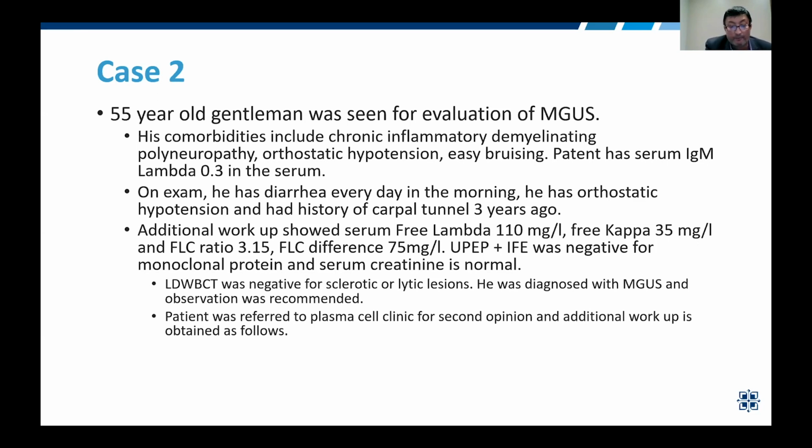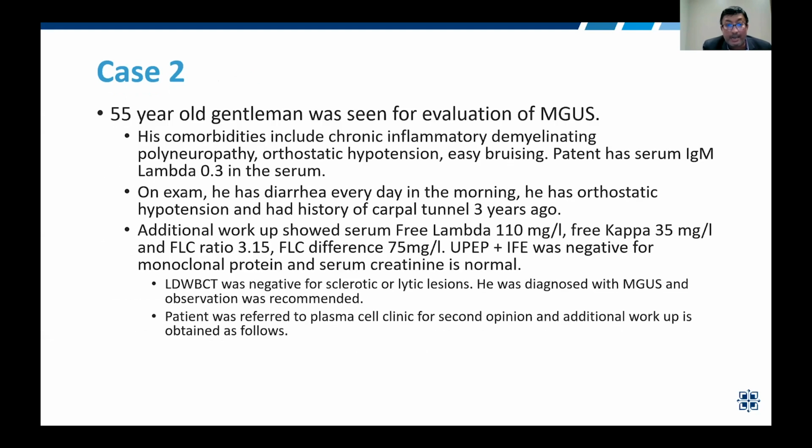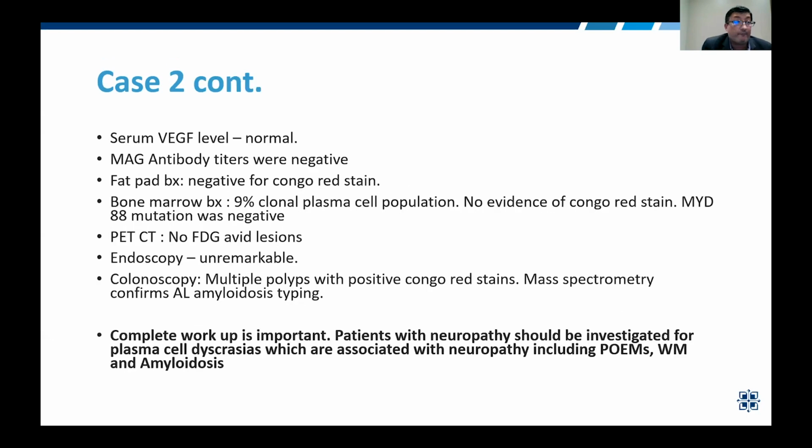But if you know from the earlier slide, there were clearly signs that these symptoms are really concerning for AL type of amyloidosis. Now, the second opinion comes in. So we started to do some additional workup. Serum VEGF, which is very important because this patient has IgM lambda monoclonal protein. So they can have POEMS. So that's something for the neuropathy, we really would like to exclude. So VEGF was normal on this patient.